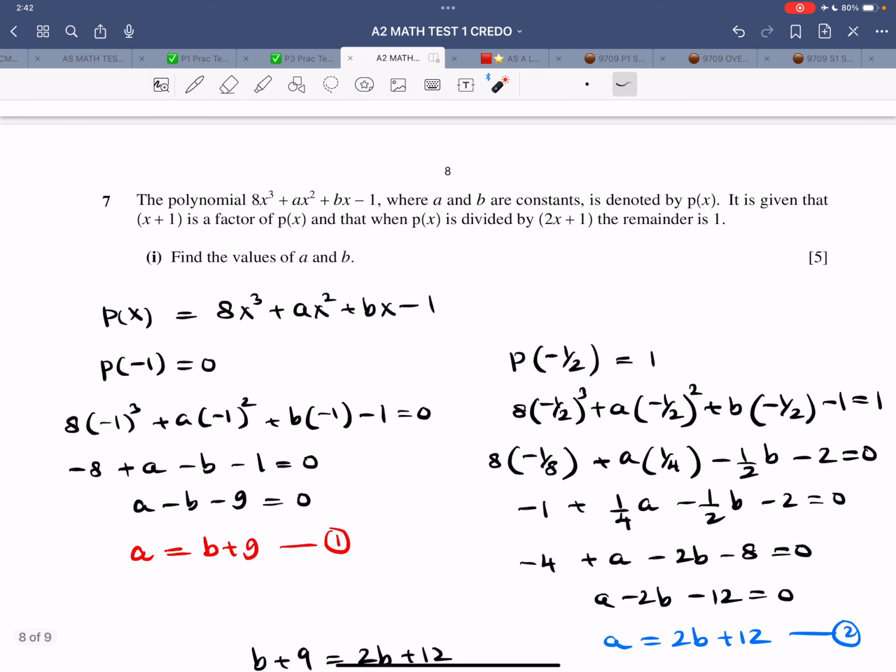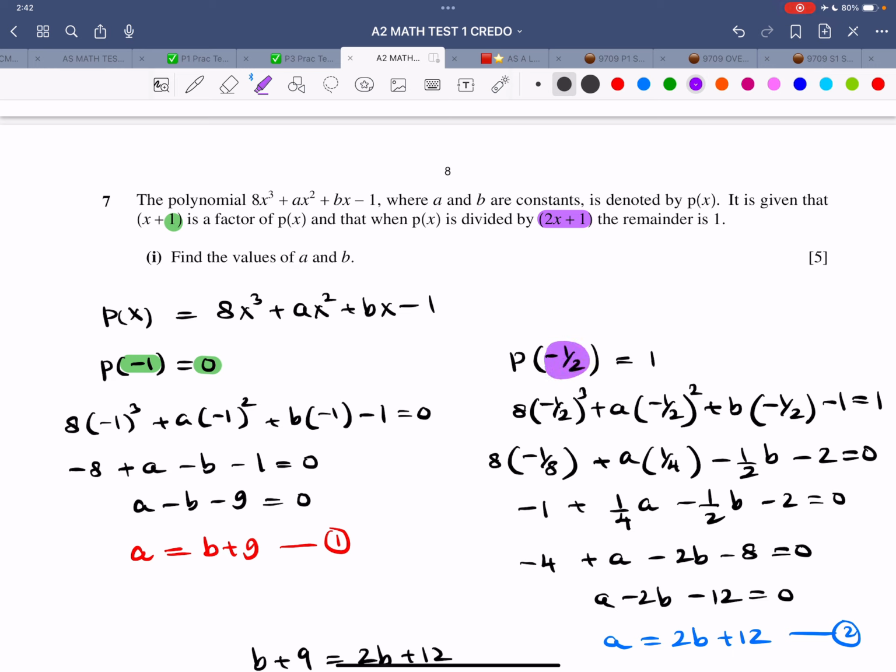Now this one is on polynomials. The polynomial is denoted by p(x). It is given that x plus 1 is a factor of p(x). If x plus 1 is a factor of p(x), let me highlight it, that means if I plug in -1 in p(x), it should equal 0. This is an application of factor theorem. Similarly, if it's divided by 2x plus 1, therefore x is -half.